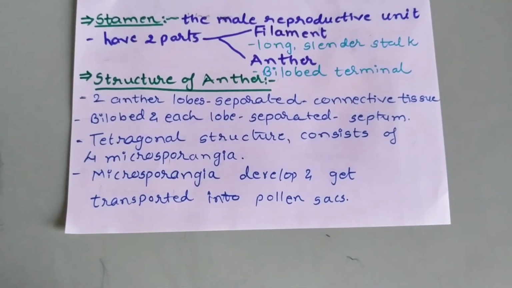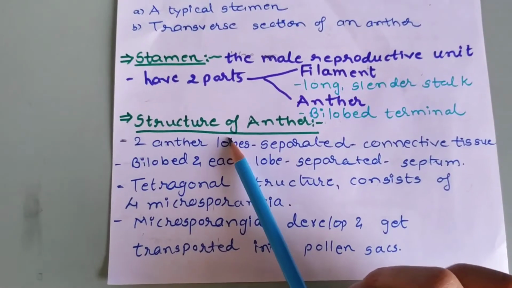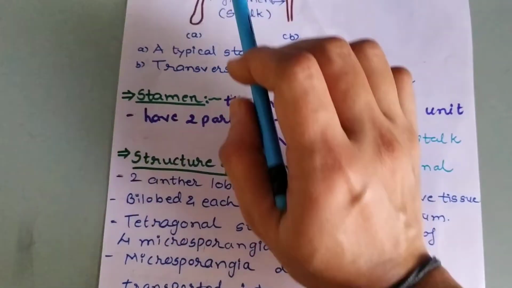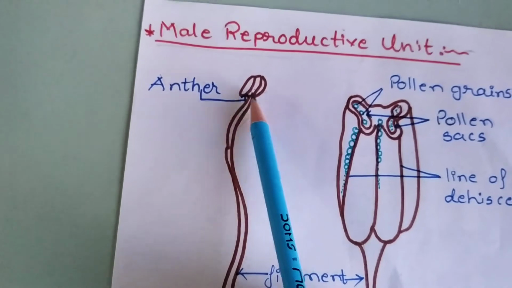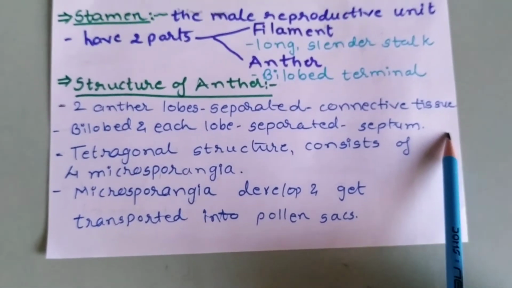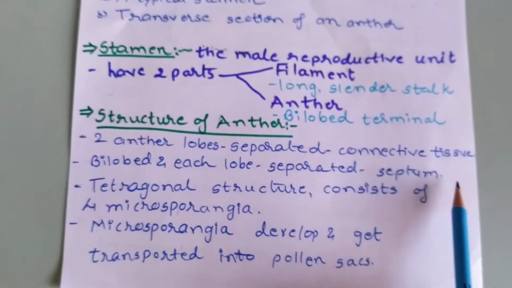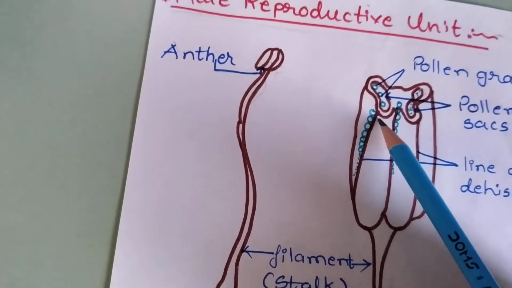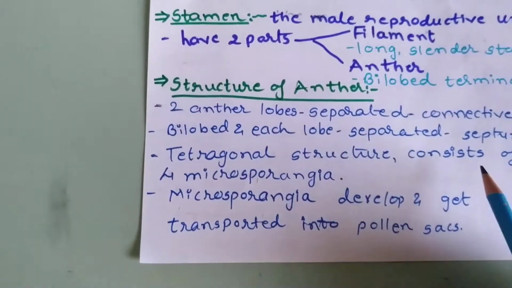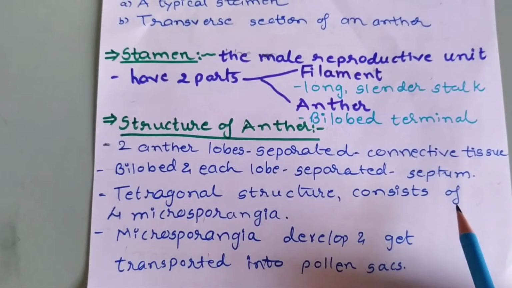Now let's move further with the structure of anther. These two anther lobes are separated by connective tissue. They are bilobed and each lobe is separated by a septum. It is a tetragonal structure, consists of 4 microsporangia.